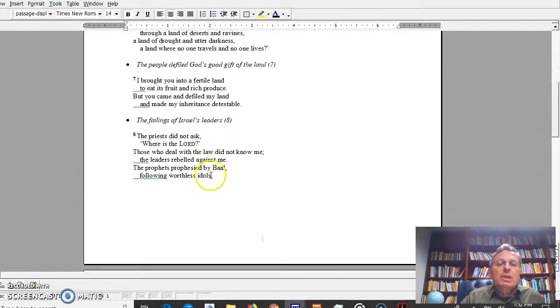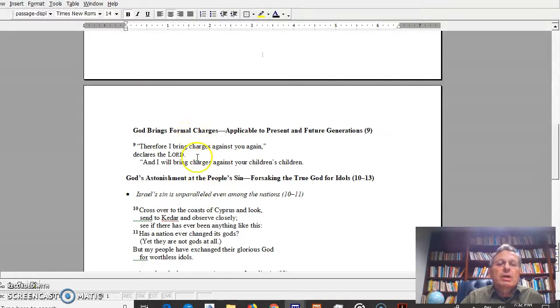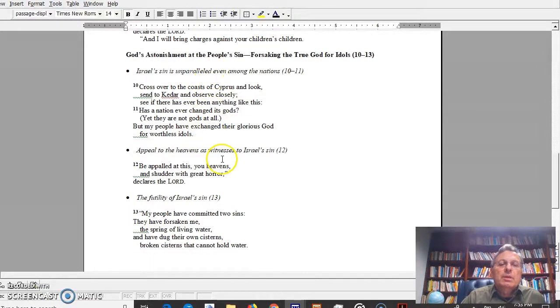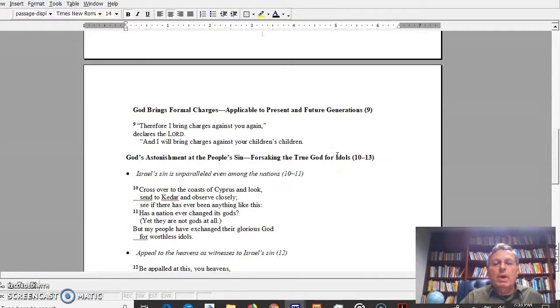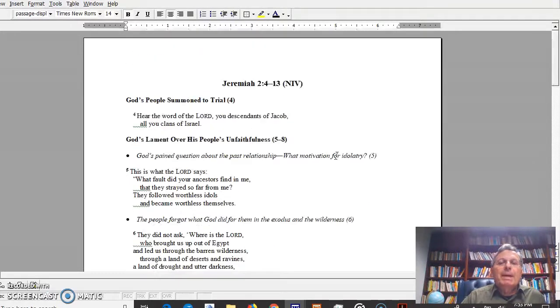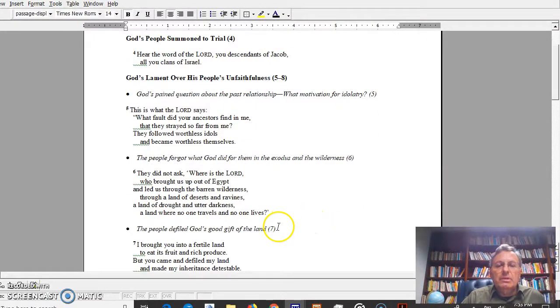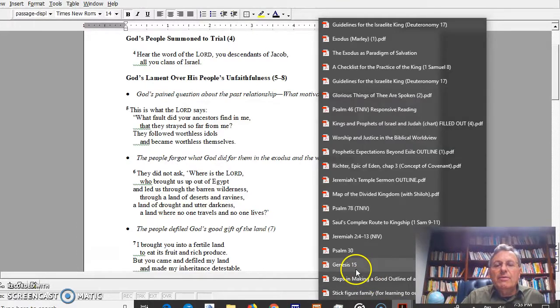And having finished with the lament over their unfaithfulness, now he brings formal charges. Okay. I've got the future and present. I made that a major unit. And then God's astonishment over the people's sin, which involves the unparalleled nature of it, the appeal to the heavens, and the futility. So that's one way you can divide it up. That's just one way. This is an example of an embedded outline. I could have the outline separate, and then I could stick it in the text after, or I could develop it as I go along this way. But anyway, this is an example of an embedded outline, and I have a couple of other examples.